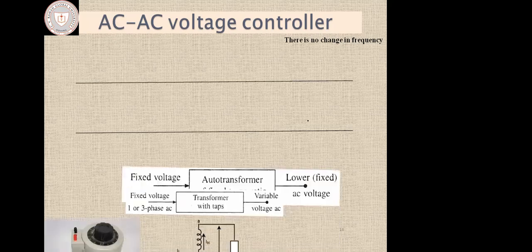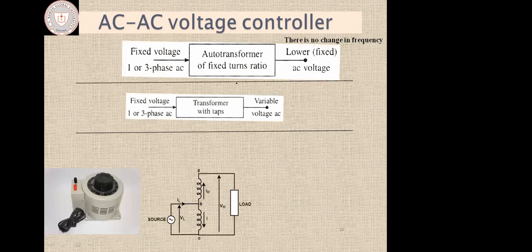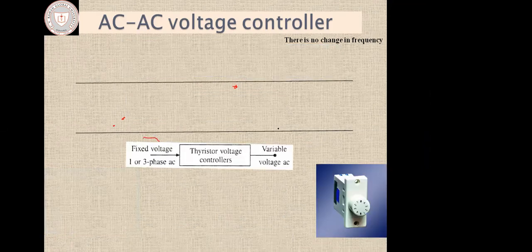The question was, why don't we use this small fan regulator instead of the auto transformer? It costs hardly rupees 90, and that auto transformer would cost you around 2 to 5,000 rupees, right? But in the lab, why don't we use that?